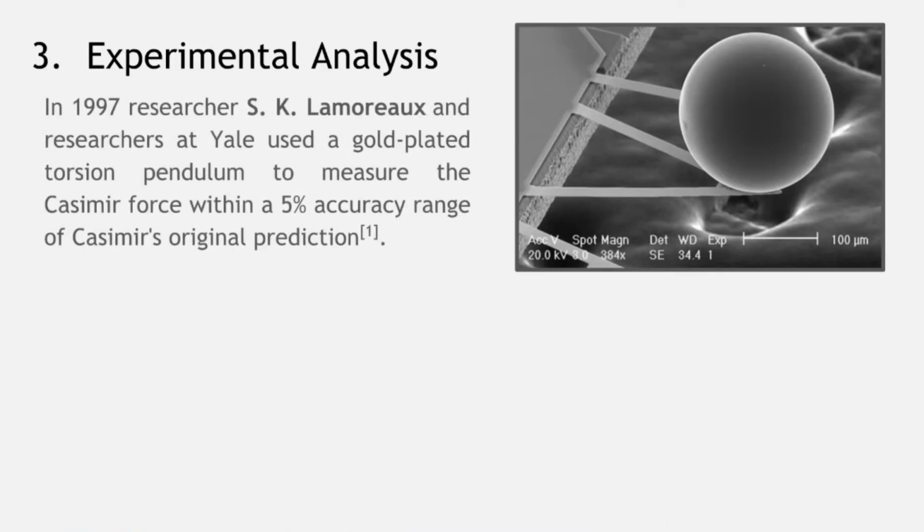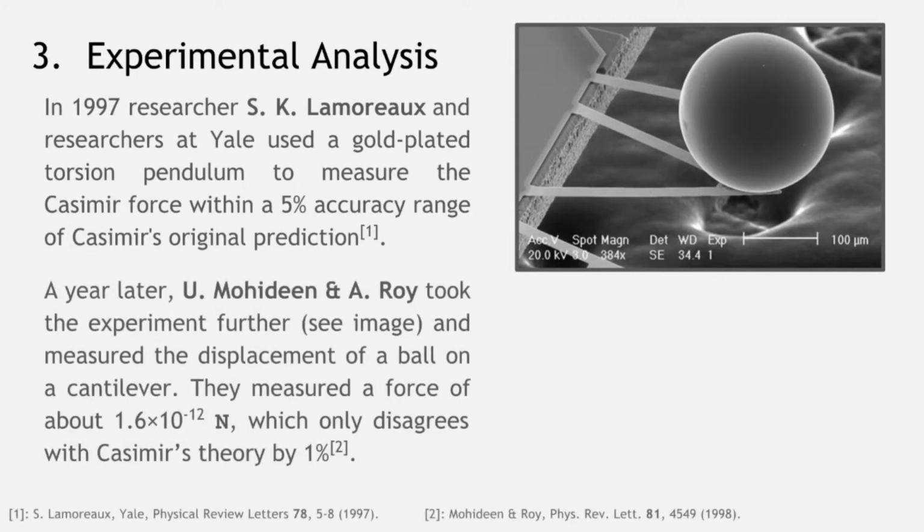It took almost 50 years for the first major breakthrough when Steve Lamoreaux used a spinning pendulum to measure the torque generated by the vacuum instead, and he got a pretty good estimate. But then in 1998, Mohideen and Roy suspended a tiny golden ball on a beam and measured the displacement when a plate was held close, which is what this picture here is.